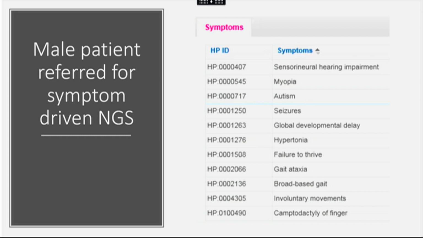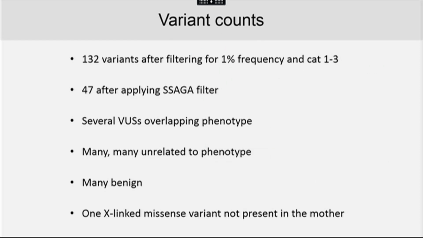And a little bit of maybe dysmorphic features. So just kind of walking you through this without showing you all the stuff. As far as variant counts go, once you put on the filters for 1% frequency and looking at just category 1 through 3, in this case, we had 132 variants left, which is pretty typical for an exome.